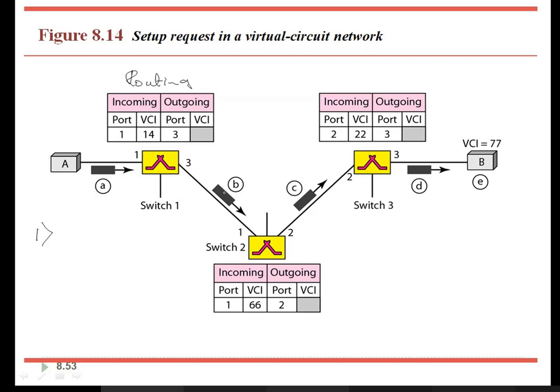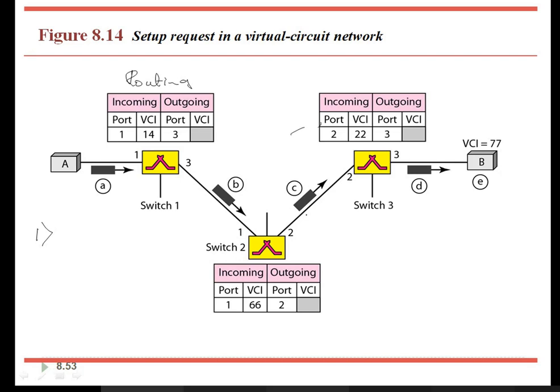Next, the same setup request comes to switch 2. In switch 2, from which port is it coming? It is received through port 1, so that is updated in the switch 2 table, and the VCI for this is considered as 66. Then, based on the source and destination address, it comes to know that it should be sent to port 2 to reach the destination. That is also added here. Once again, the outgoing VCI is pending. It is not going to update that information as of now.